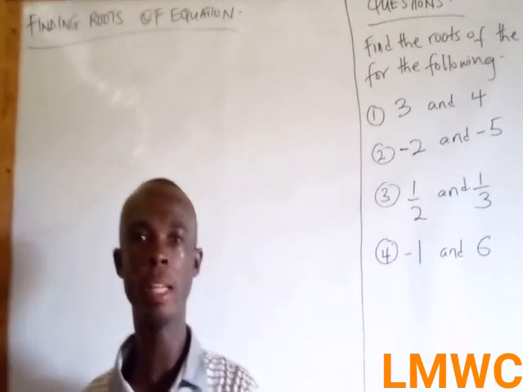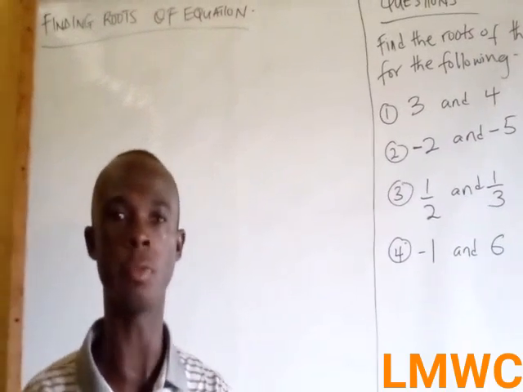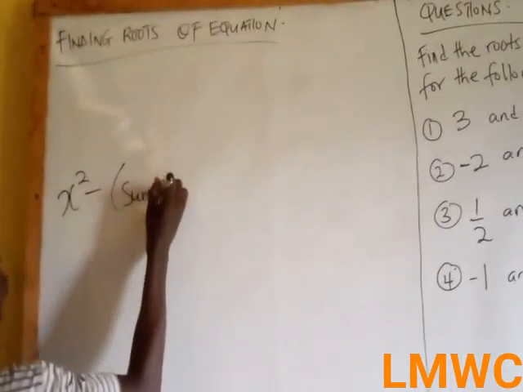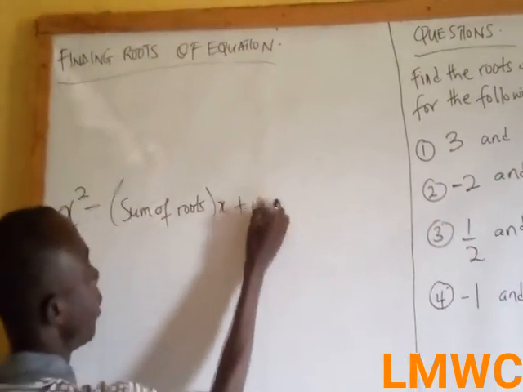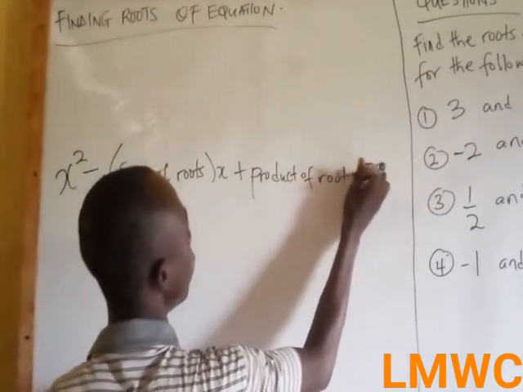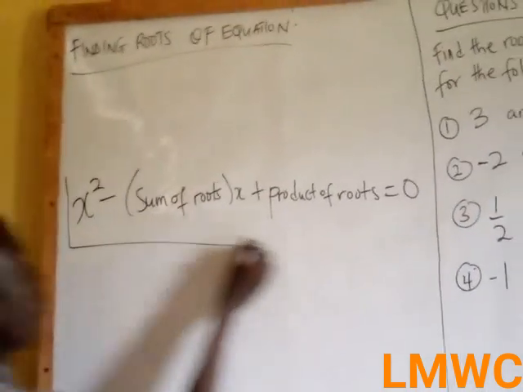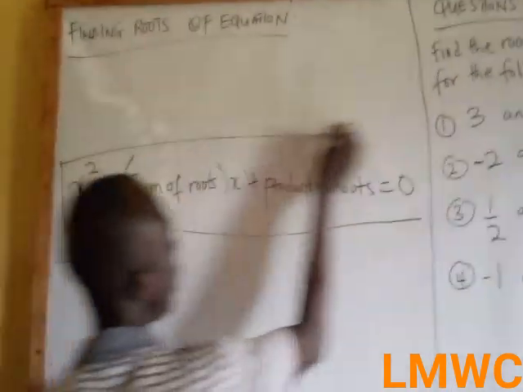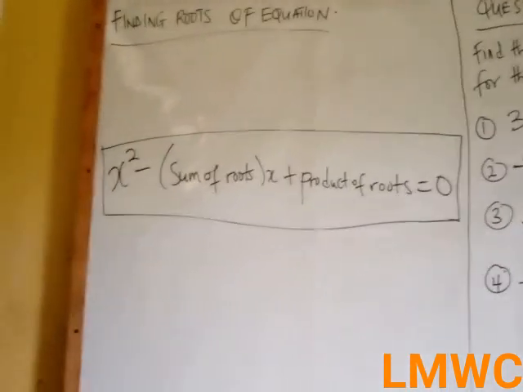Today, we want to learn something on finding roots of equation. And for finding roots of equation, we have a formula. The formula is x squared minus sum of roots x plus product of roots equal to 0. This is the formula for finding roots of equation.